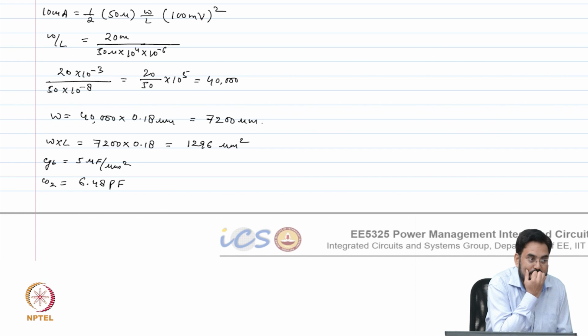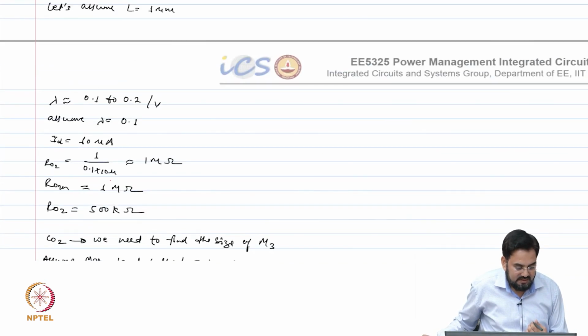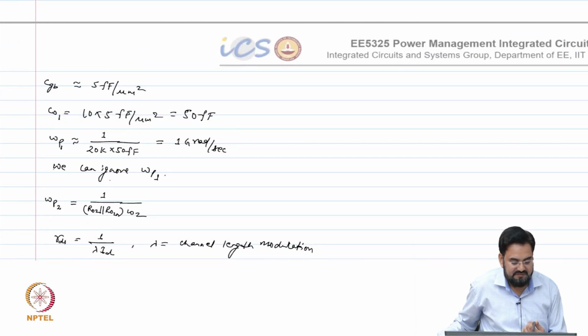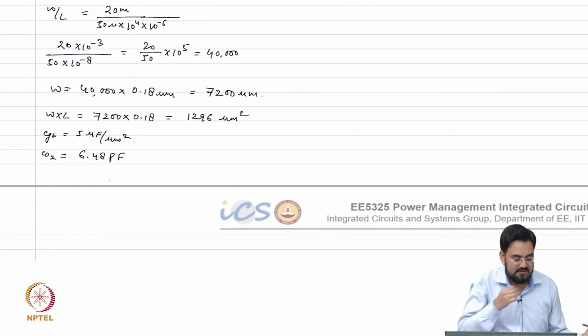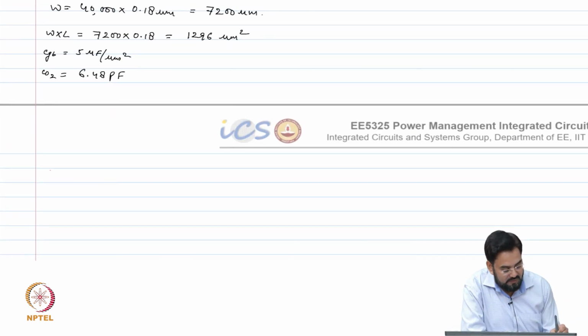Okay. Now compare the previous cap we calculated at CO1. That was 50 femtofarad. Now we are getting 6.48 picofarad, and we know R out is also large here, 500K. So now calculate the pole.